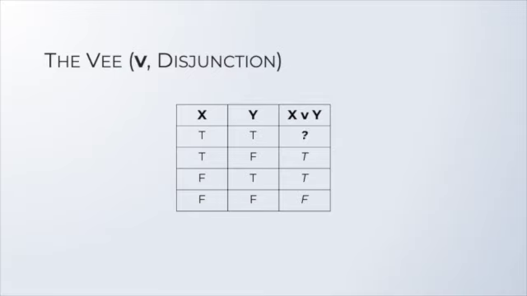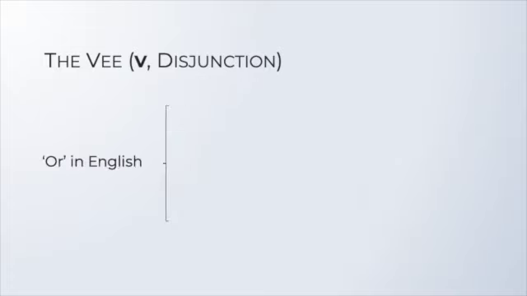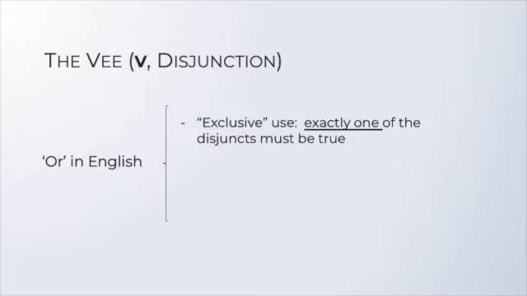Now to the first row, in which both disjuncts get a T. Is X V Y true or false? Well, it depends. It depends on how we understand the word "or." In English, "or" has at least two uses. One of them is what is called the exclusive use. In this use, exactly one of the alternatives has to be true. It can't be the case that both are true or that neither is true.